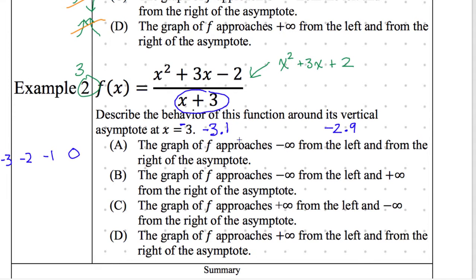All right. So what I'm going to do now is plug each of these in to see what happens to my function, and I'm just going to guesstimate here. If I plug in negative 3.1 and square it, I get some number slightly bigger than 9. Then I subtract about 6, and then subtract another 2. So I still get a positive on the top. On the bottom, do I get a positive or a negative? Negative. A positive divided by a negative is a negative. That means on the left side, I should be going to negative infinity.